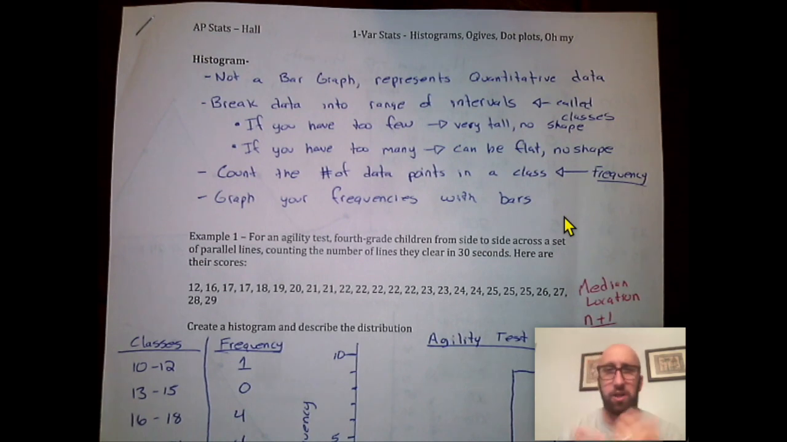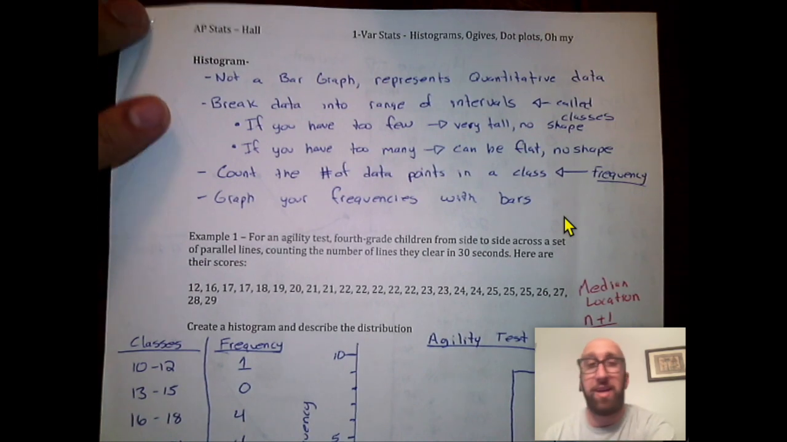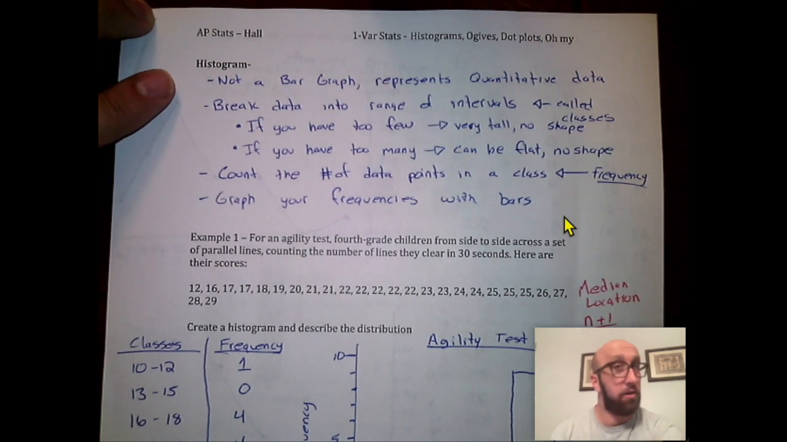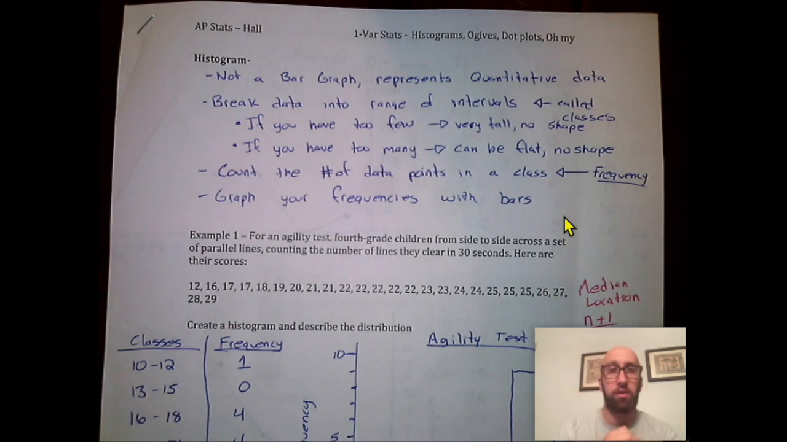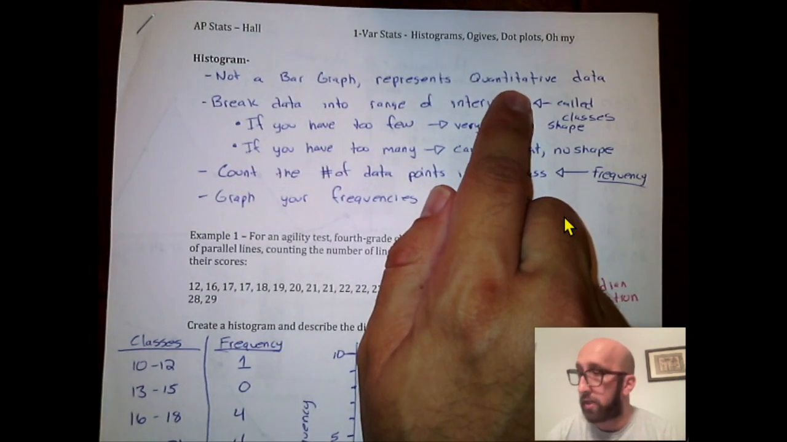I don't know if I'll get this done in 1 or 2 videos. It depends on how long I talk, so we'll see. A histogram is a pretty popular one. It is not a bar graph. It looks like a bar graph, but it is not a bar graph. Bar graphs represent categories, qualitative data. A histogram represents quantitative data.